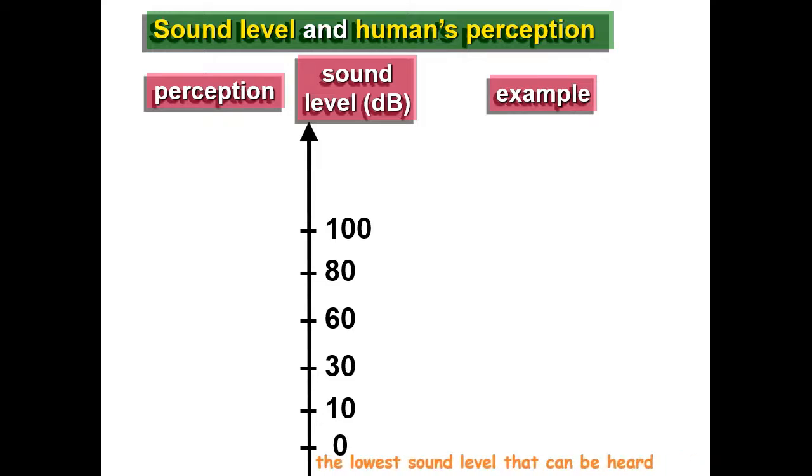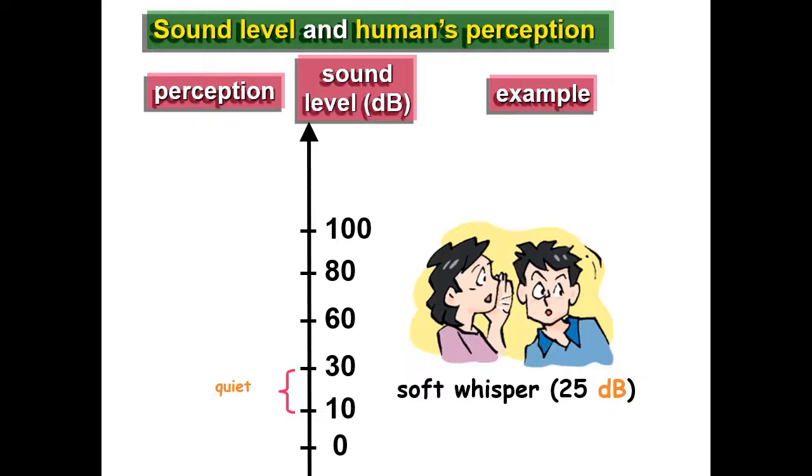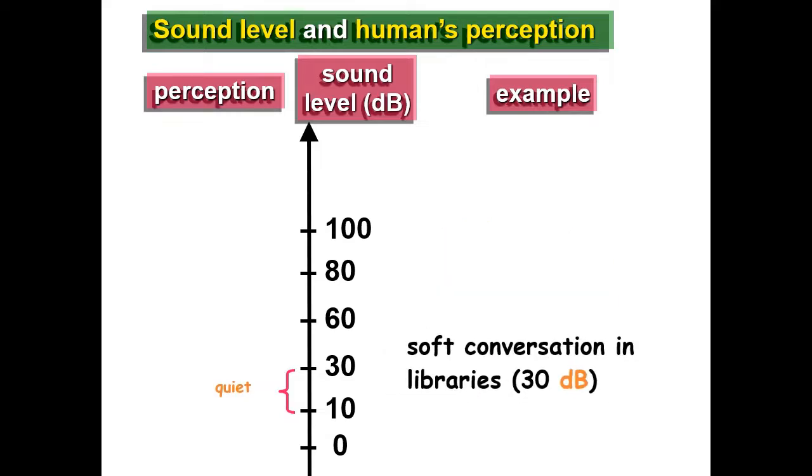So 0 decibels is the lowest sound level that can be heard, and 10 decibels is considered a very quiet sound. Breathing is usually 10 decibels, and if it is in the range of 10 to 30 decibels, it is considered quiet. Usually the soft whispers made in class when a teacher is teaching are 25 decibels, and a soft conversation in a library is 30 decibels.